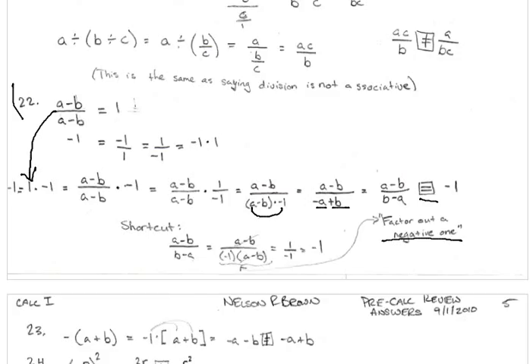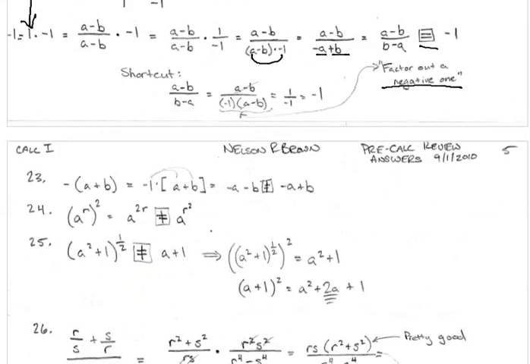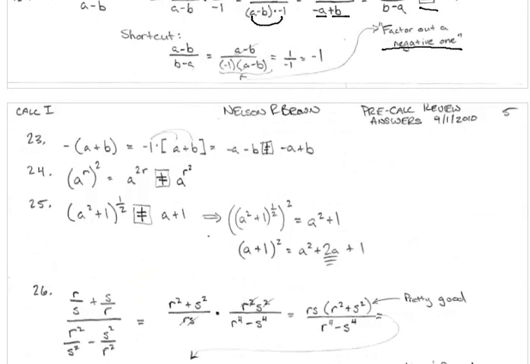So that's number 22. Number 23, we want to know if negative a plus b is equal to negative a plus b, and it is not. One thing that we can do is just evaluate the left-hand side, and we get this negative, which is actually the same thing as -1 times that quantity. We can then distribute the -1 to both a and b, and we get -a minus b, and that is not equal to -a plus b.